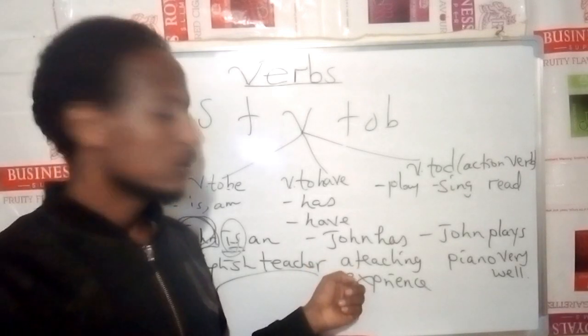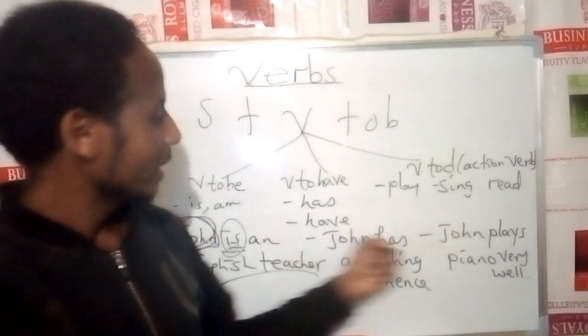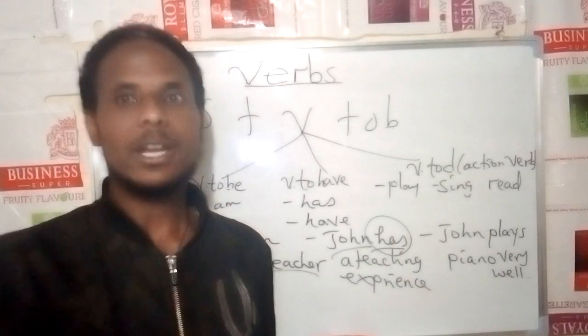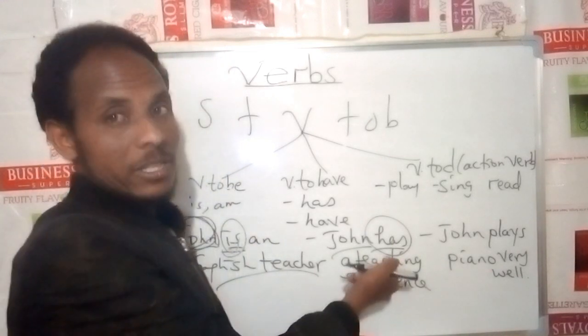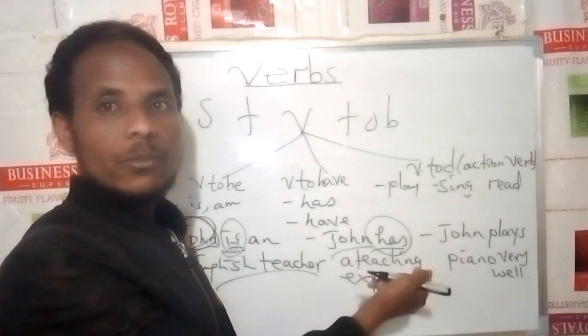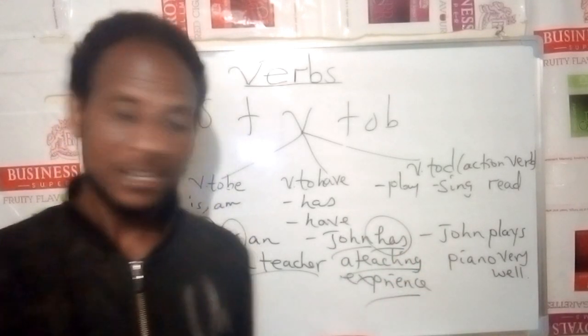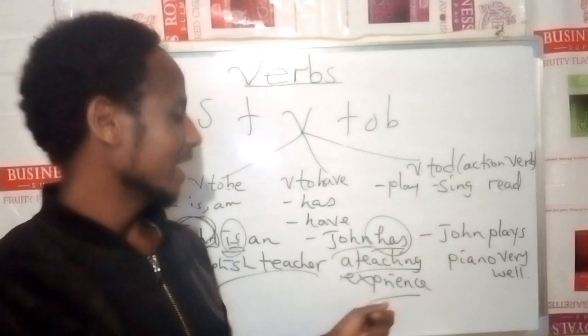Again, here with the verb to have, John has a teaching experience. What does the subject of the sentence John have? It is about possession. What does he have? A teaching experience. So John has a teaching experience.